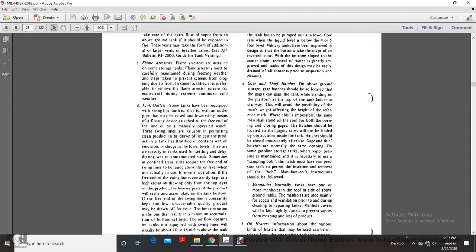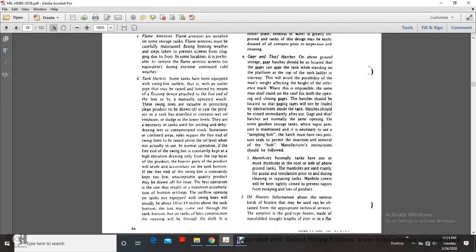The hatches should be closed immediately after use of the gauge. The hatch is normally the same opening on the gasoline storage tank when the vapor pressure is maintained, with the necessary equipment to sample: the sampling bob. The hatch must have two pressure seals to permit the insertion and removal of the bob. The manufacturer's instructions should be followed.